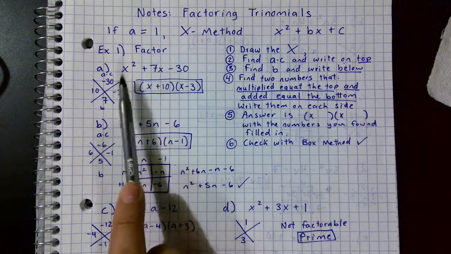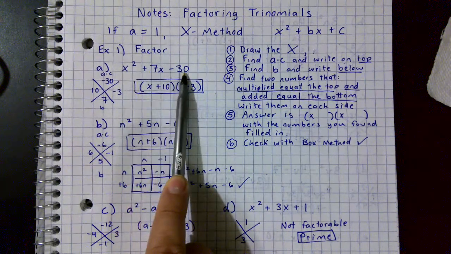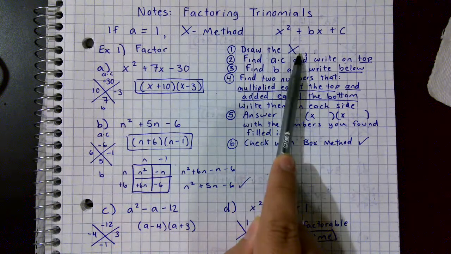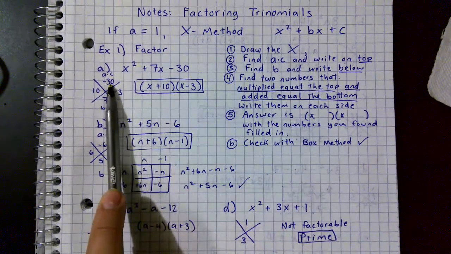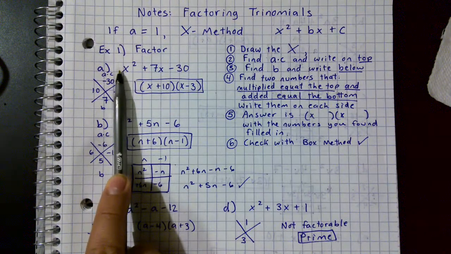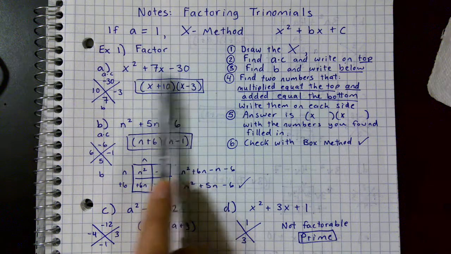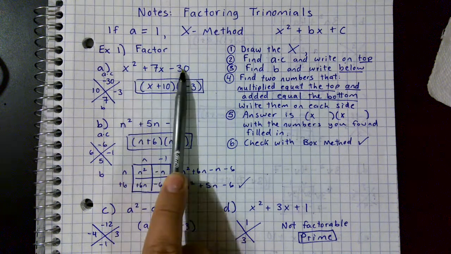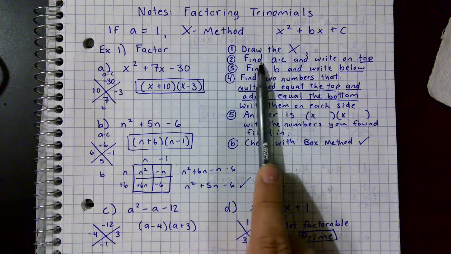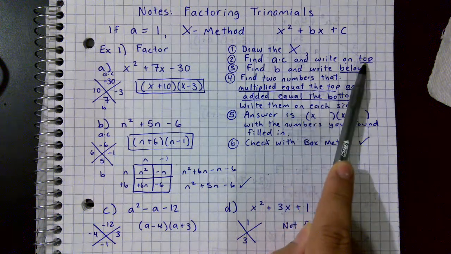So in order to factor x squared plus 7x minus 30, first you draw your x. That's step 1, draw your x. On the top, you're going to do a times c. So the first coefficient times the third coefficient. So 1 times negative 30 is negative 30. That goes on the top. That's step 2. Find AC and write it on the top.